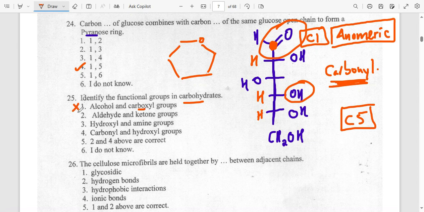So this is not true. Aldehyde and ketone, this is true. I've just said that the carbonyl can either be an aldehyde if it's at the end or a ketone if it's in the middle. Hydroxy and amide, this is not true. Carbonyl and hydroxy, this is true. So the answer is 2 and 4 are correct.